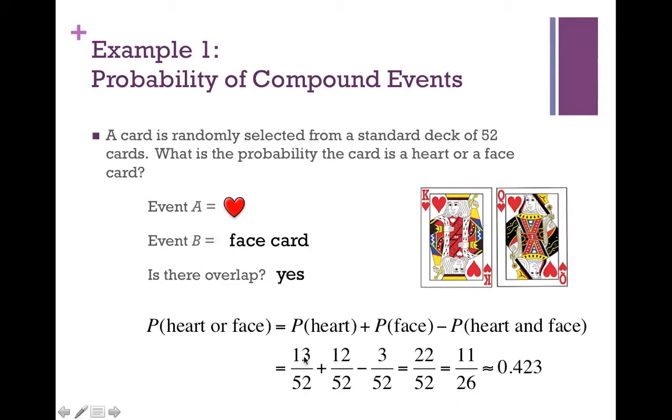So now if I take 13 plus 12 minus 3, I get 22. So 22 out of 52, which can simplify to 11 over 26, which gives us approximately 0.423 as a decimal. So I have a slightly greater chance of drawing a heart or a face card than I had of drawing an ace or a face card.